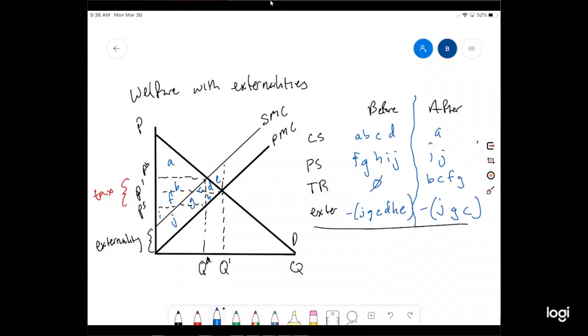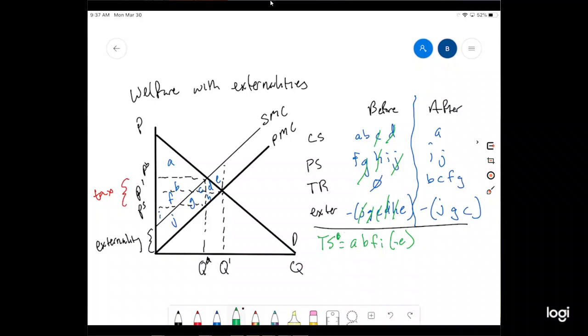Okay, so let's look at the total surplus. How about in green? Let's do total surplus before the tax in green. All right, so we're going to add up these areas, subtracting off the externalities. So let's see where the externalities cross off here. All right, so we get A, B, F, I, and minus E. All right, total surplus before the tax is A, B, F, I.